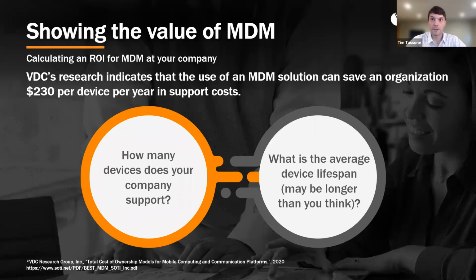Oh, great. This is a great statistic. So with all these benefits, what's the ROI? Third-party research has shown that organizations can save up to $230 per device using MDM. It's really not too hard to find the savings. Let's just take a little deeper dive and see if we can pull some of this out.